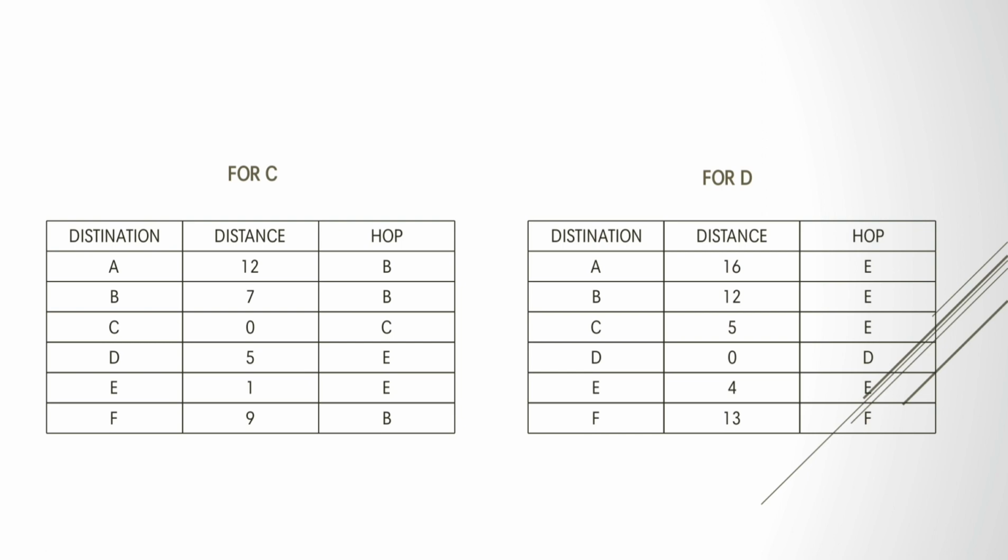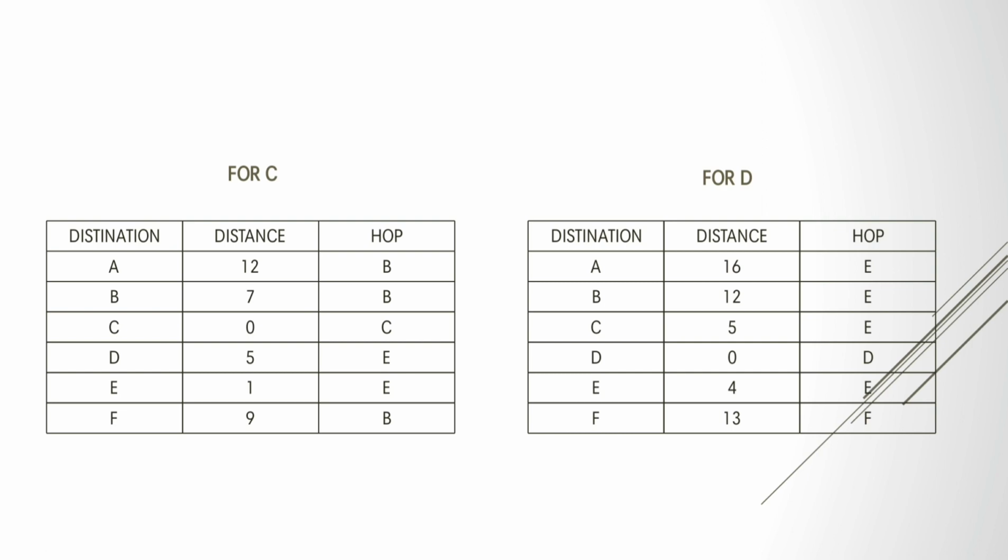Then the same condition is for C. For C to destination A, the minimum distance covered is 12. The neighborhood node is B. Next for C to B, the distance is 7. Then HOP, that is the neighborhood node, is B. Then for C to C, there will be no distance, so the neighborhood will also be C. Then C to D, the distance is 5 and the neighborhood node is E. Then C to E, the minimum distance is 1 with the neighborhood node E. Then from C to F, the minimum distance is 9 with the neighborhood node B.